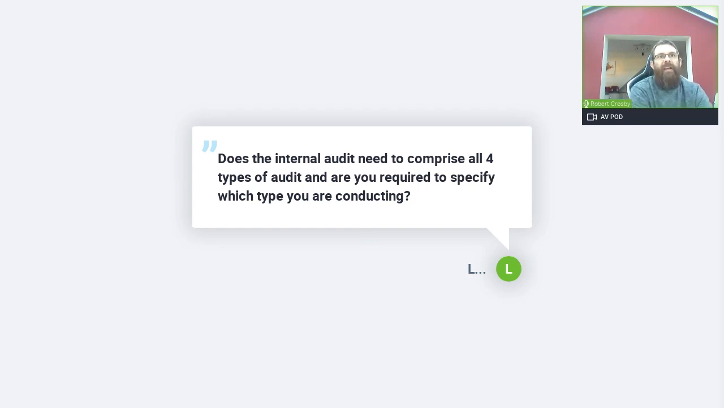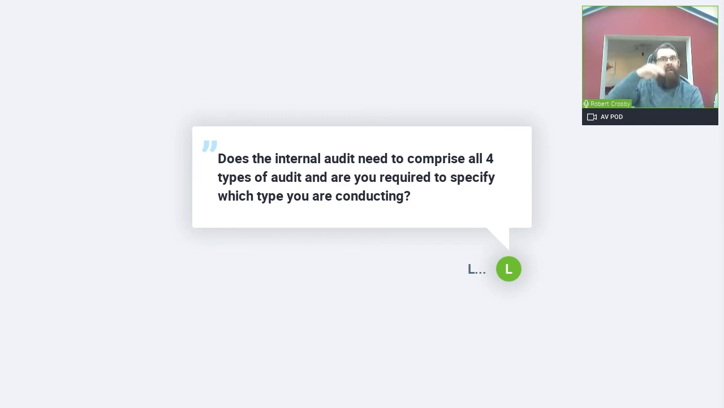Does the internal audit need to comprise all 4 types of audit, and are you required to specify which type you are conducting? No. In principle, it's up to you how you choose to do your audit. I think the actual outcome required is being able to demonstrate that by carrying out 3 audits, 4 audits, 7 audits, 10 audits, however many audits you've got, you've been able to cover the clauses that are required from the management system.